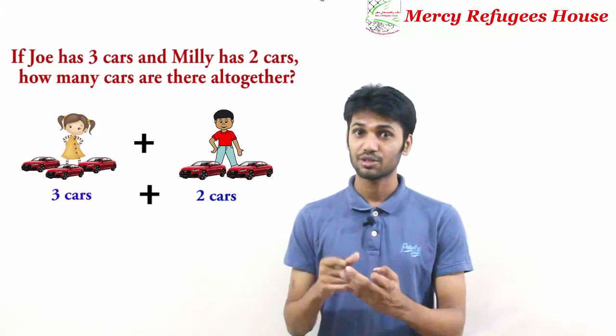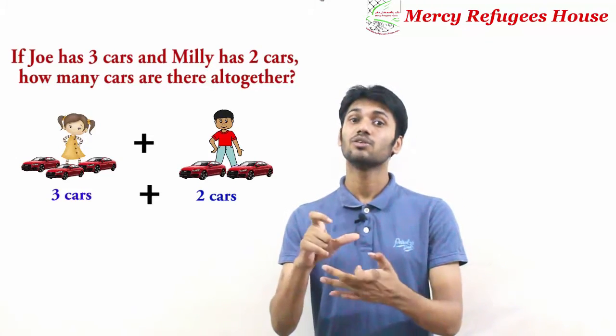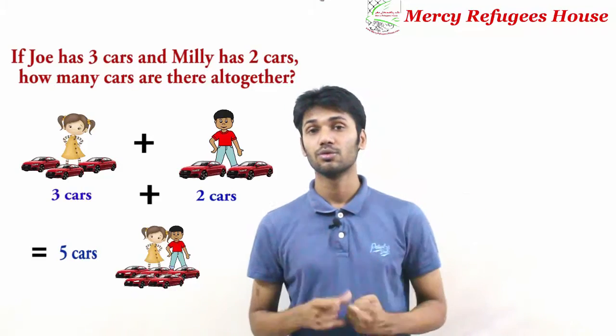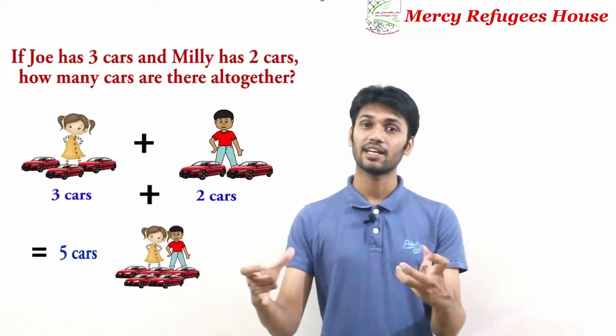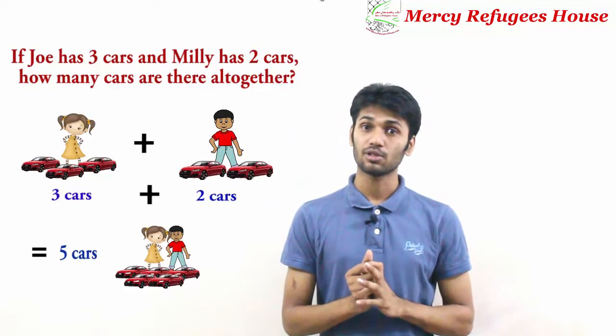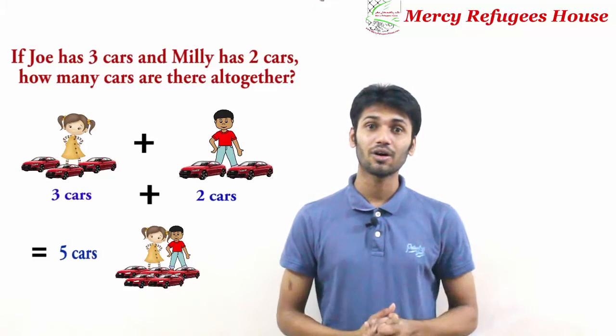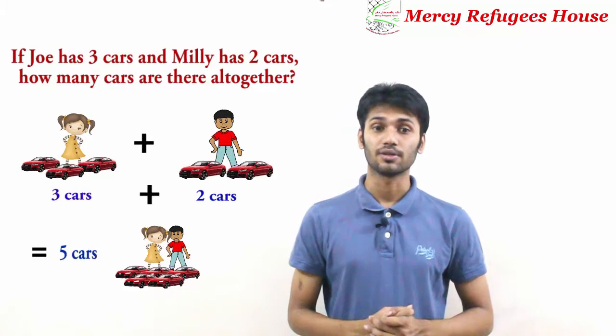The student should count 1, 2, 3, 4, 5. So 3 plus 2 is 5. 3 added to 2 equals 5. So how many cars did they both get? They both got 5 cars.